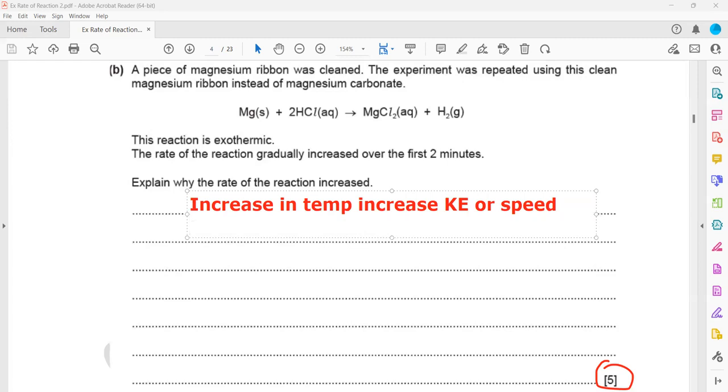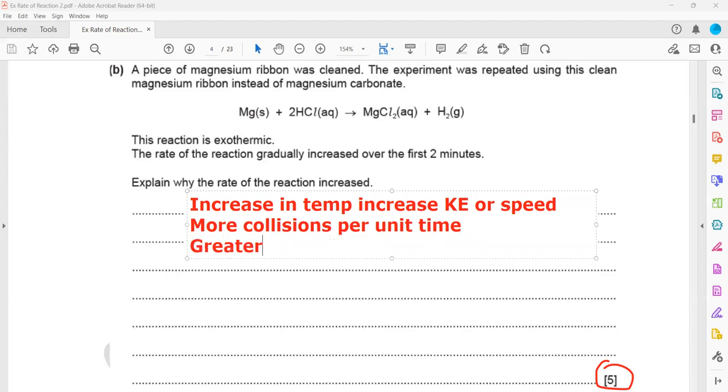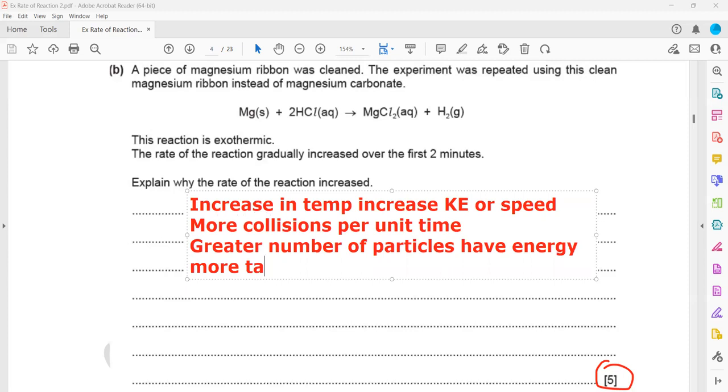So the particles have more energy, the particles will move faster, they will have more collisions per unit time, and a greater number of the particles have energy more than activation energy.